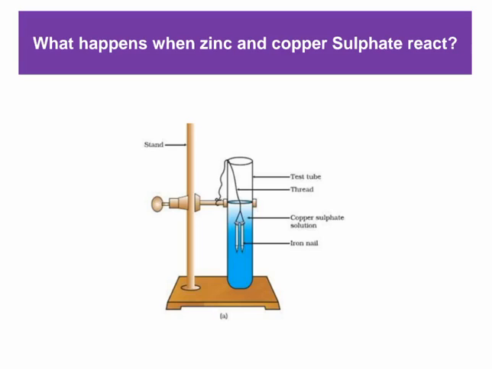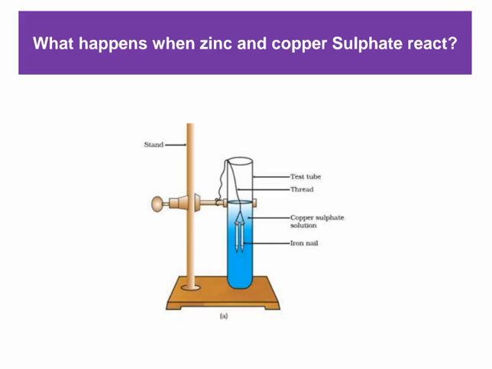Step 3: tie 2 iron nails with a thread and immerse them carefully in the copper sulphate solution in test tube B for about 20 minutes. Keep 1 iron nail aside for comparison.